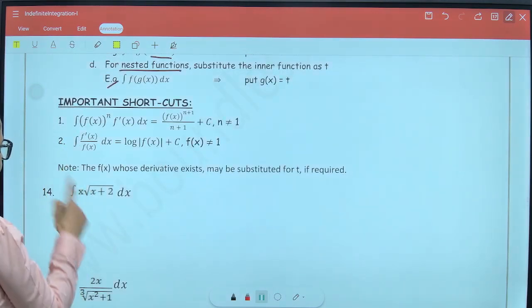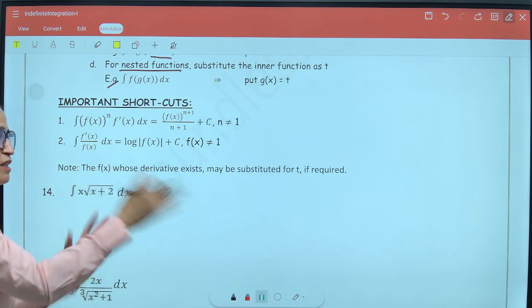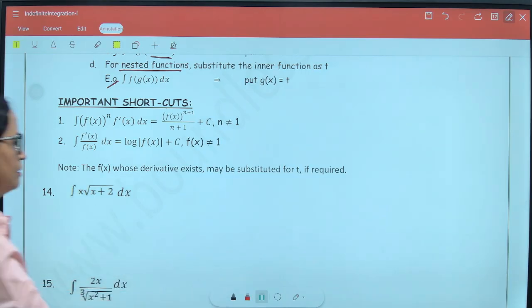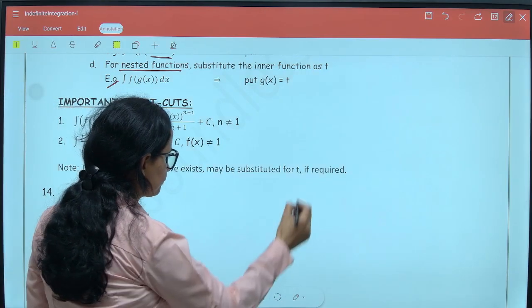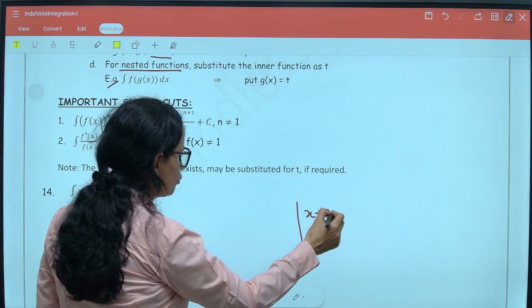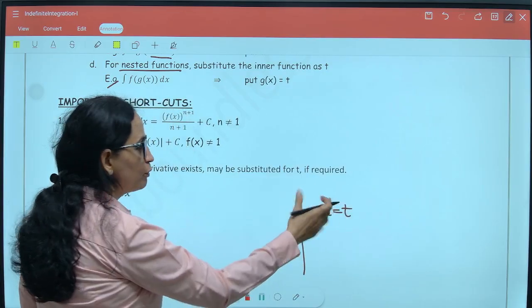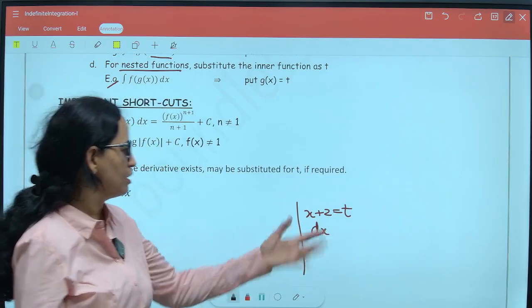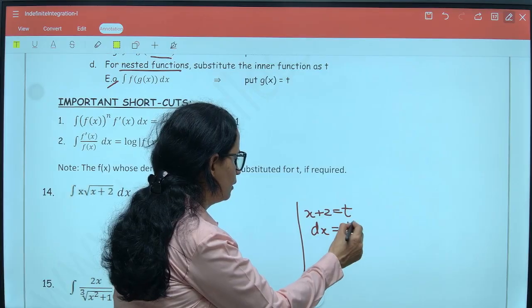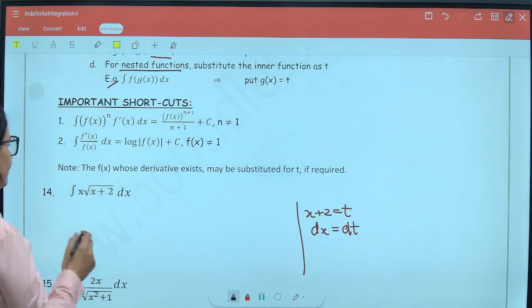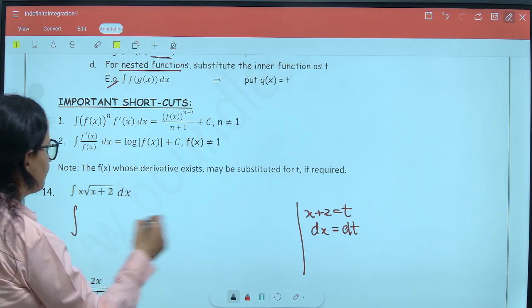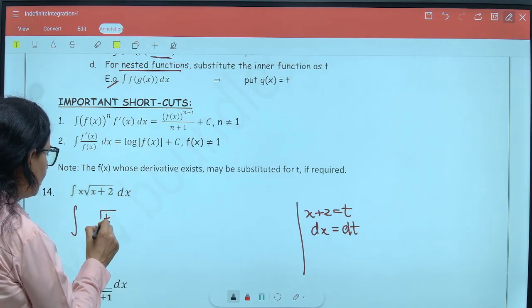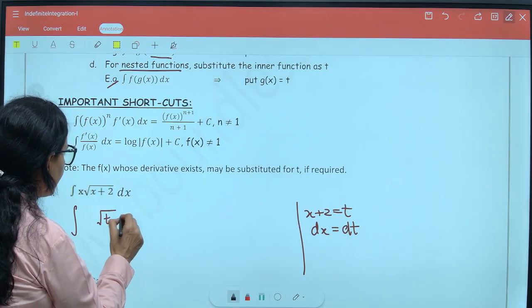Integral of x into square root of x plus 2. So whatever is under the radical sign, put it as t. If you put x plus 2 as t and now you differentiate this, it becomes dx, since the derivative of 2 is 0. So dx is equal to dt. That means now in this question I can put x plus 2 as t, so there is t under the radical sign. dx can be replaced by dt.